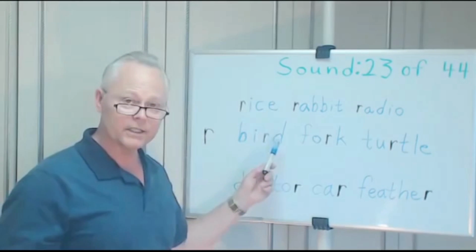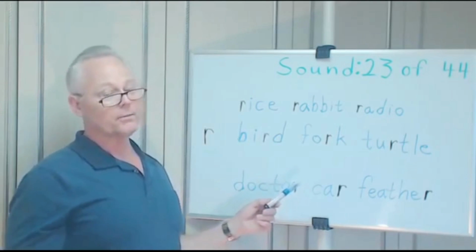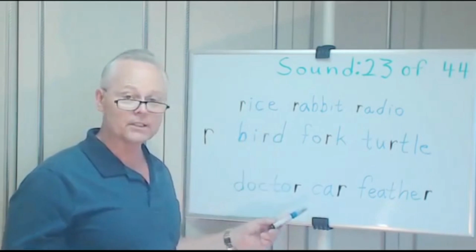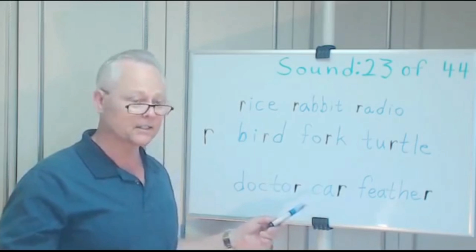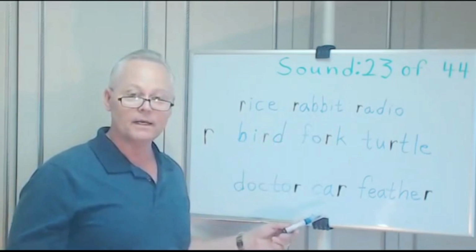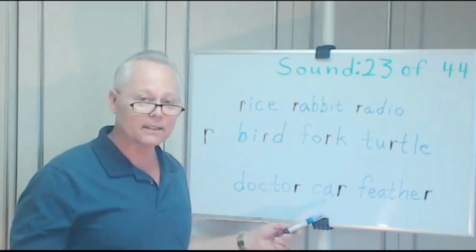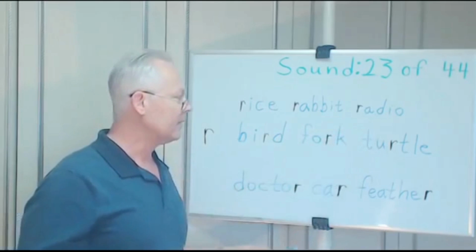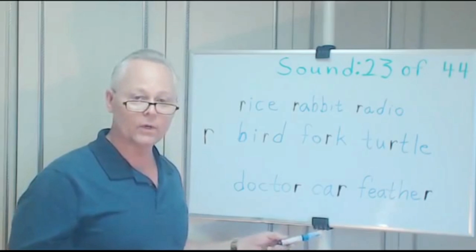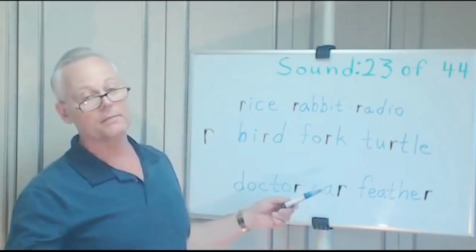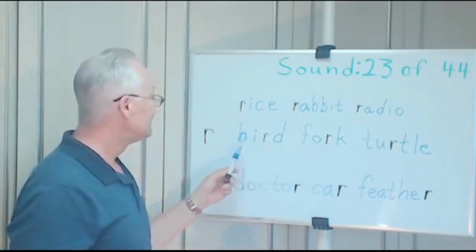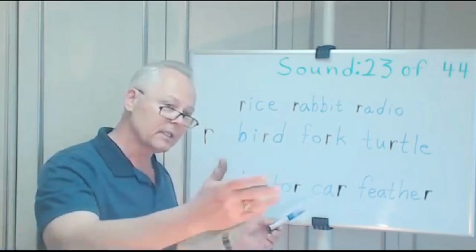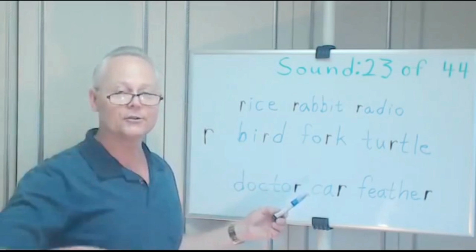Okay, do you know what rice is? Well, it's a grain. Very popular in Asia, especially in Asian countries. Replaces the potato, basically. Rabbit? The Easter bunny, for heaven's sakes. Little rabbits. They're so cute. And we have radio. Maybe you like to listen to the radio. Maybe you like to watch television. Birds. A bird. Perhaps you like to sit in the morning and listen to the birds sing in the trees.